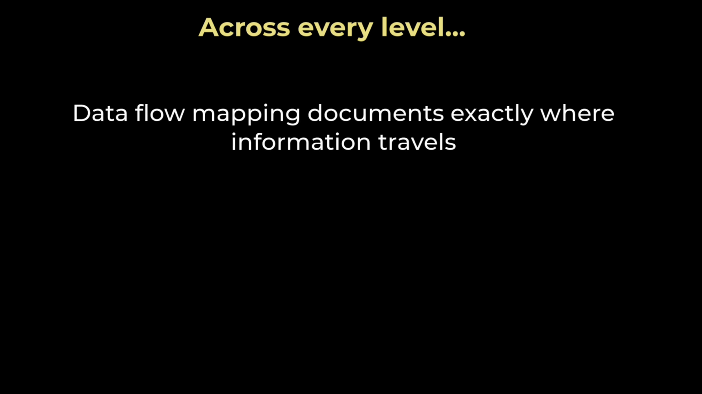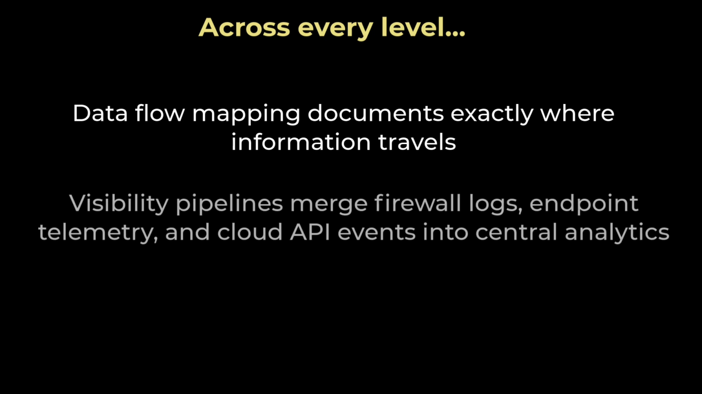Across every level, two practices keep the climb steady. First, data flow mapping documents exactly where information travels, ensuring that segmentation never disrupts legitimate work. Second, visibility pipelines merge firewall logs, endpoint telemetry, and cloud API events into a central analytics lake. The richer that data becomes, the faster the network can react to threats without human delay.